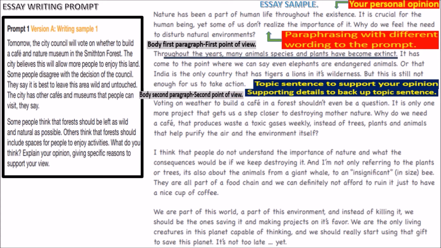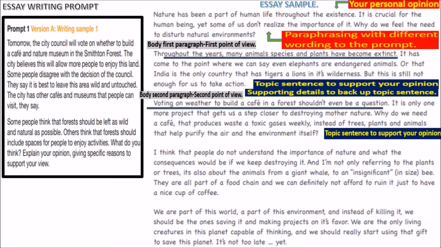Now the second paragraph of the body. This is the body, second paragraph, second point of view. Voting on whether to build a cafe in a forest shouldn't even be a question. This is the topic sentence to support your opinion. It is only one more project that gets us a step closer to destroying Mother Nature. Why do we need a cafe that produces waste and toxic gases weekly instead of trees, plants and animals that help purify the air and the environment itself? So we can see this is the second paragraph of the body, supporting details to back up the topic sentence.